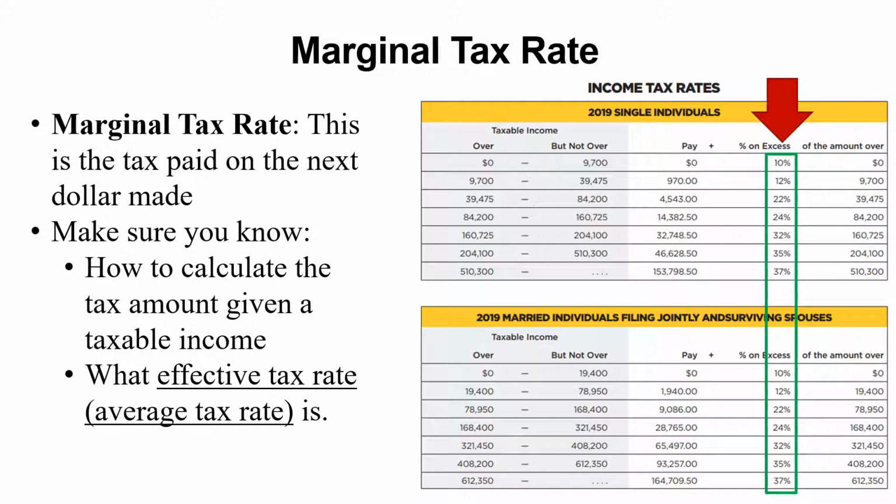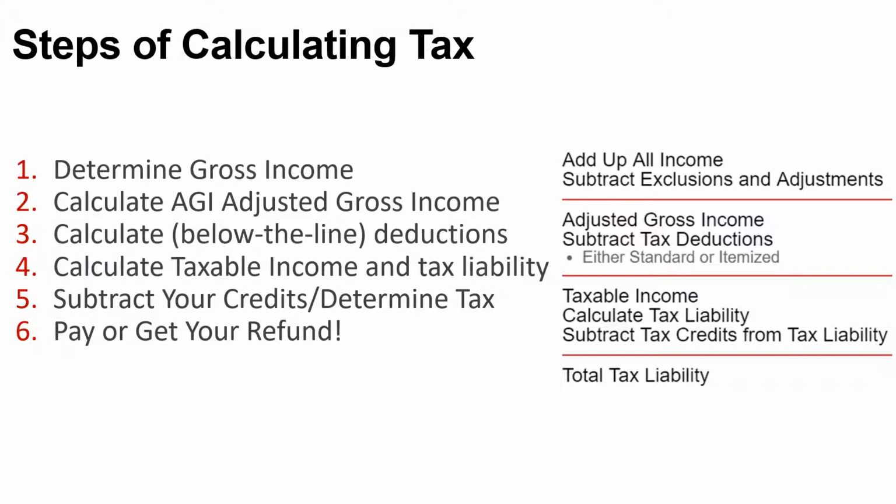Make sure you know how to calculate the tax amounts and the difference between the effective tax rate and the marginal tax rate. In order to calculate your tax, first you will need to calculate your taxable income. Here are the steps to calculate your tax amount. First, you need to determine your total gross income. Second, you calculate your adjusted gross income, or AGI, by subtracting adjustments from your gross income. Adjustments are also known as above-the-line deductions.